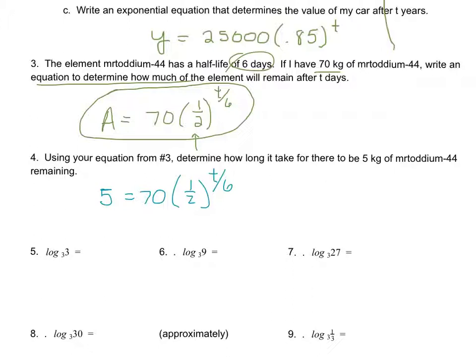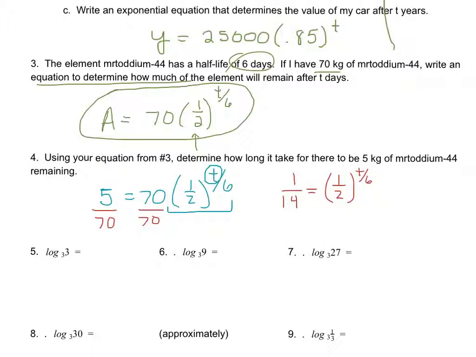I want to solve this thing for an exponent, and logarithms are explicitly used for finding exponents. Now, I want to get the factor that has the exponent alone, so I'm going to divide away the 70. So you divide both sides by 70 here, and that's going to reduce to 1 over, what's that going to be, 14, I believe, equals 1/2 raised to the t over 6 power.